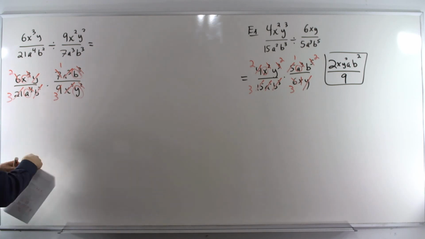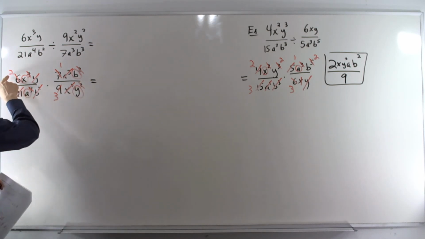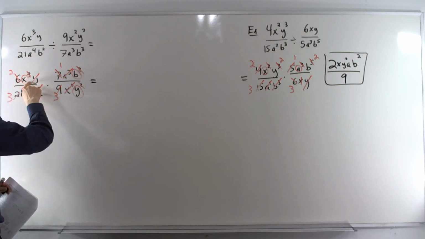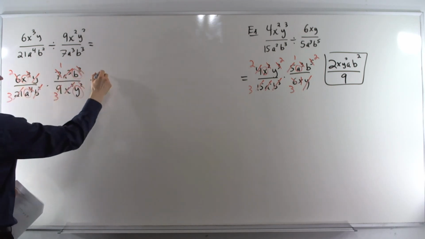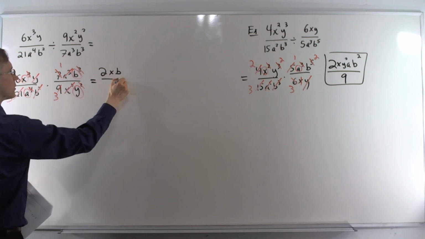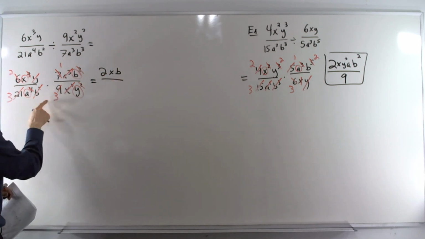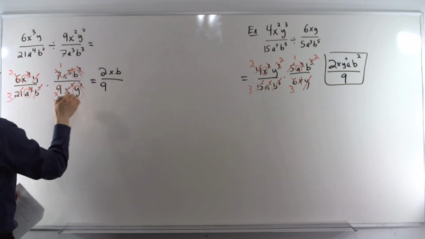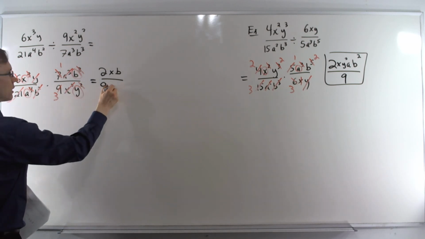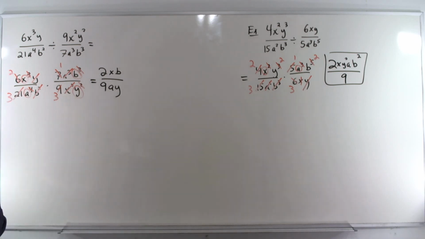So let's see what we have left. All right, we got 2, got an x, and a b. On the bottom, we got 3, a, another 3, so that's 9, y. 2xb over 9ay.